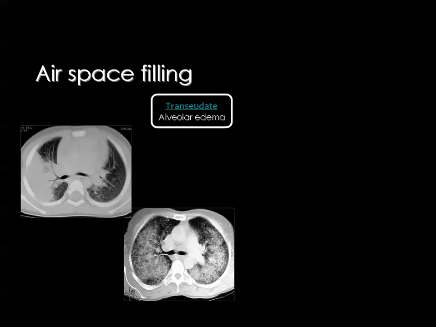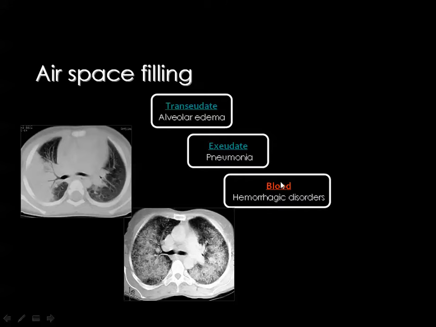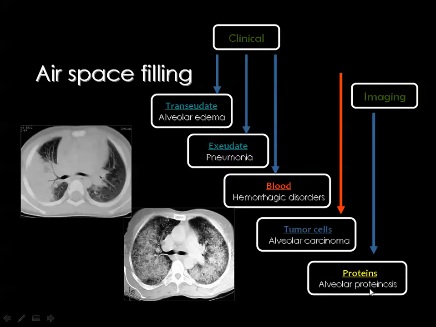Actually, if you remove air and you put fluids, then you are diagnosing alveolar edema. If you remove air and put exudate, this is pneumonia. You put blood, and this is hemorrhagic lung disorders, and you put tumor cells, and this is alveolar cell carcinoma, and you put proteins, and this is alveolar proteinosis. Actually, most of these lesions occur in the diffuse pattern, and they will be discussed in full details in the topic of diffuse lung disease.